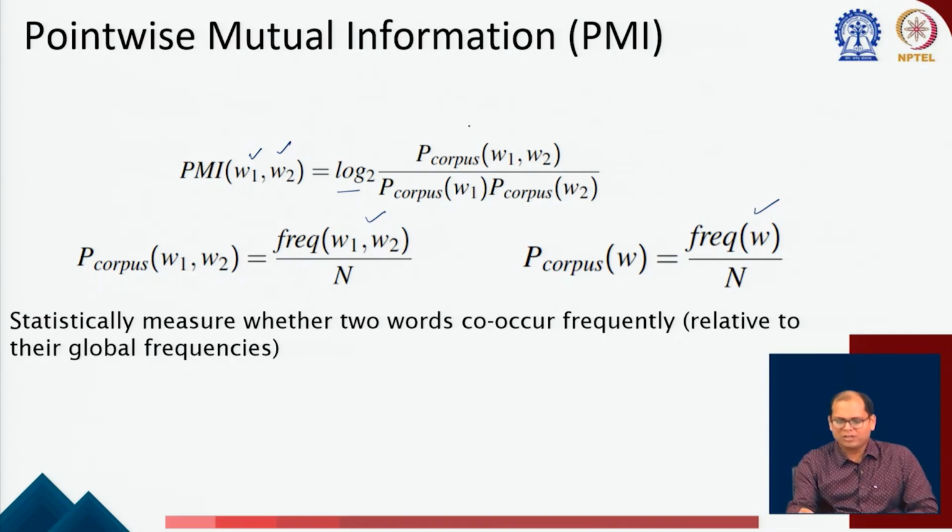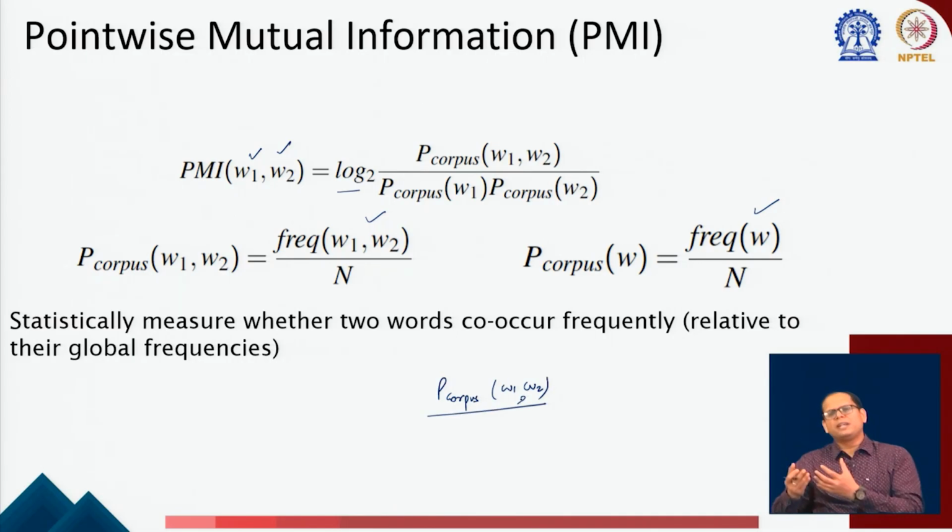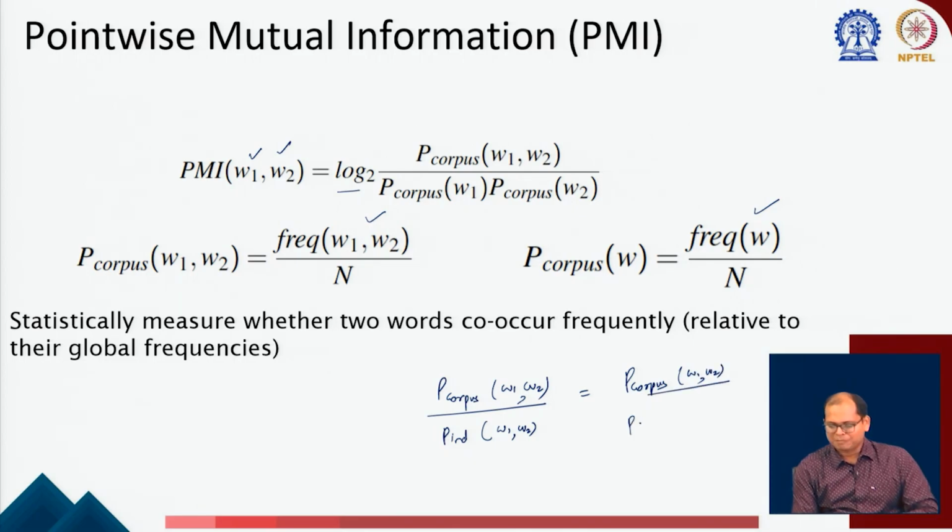which is whatever I observed, divided by what would have been the probability of their co-occurrence if they were independent. If they were independent, you will simply multiply the individual probabilities. So you will simply count it as the probability in the corpus of W1 W2 divided by the probability of W1 times the probability of W2, the independent events. So it is a joint probability multiplication, right, and that is where you get this PMI, and you take a log measure, right.